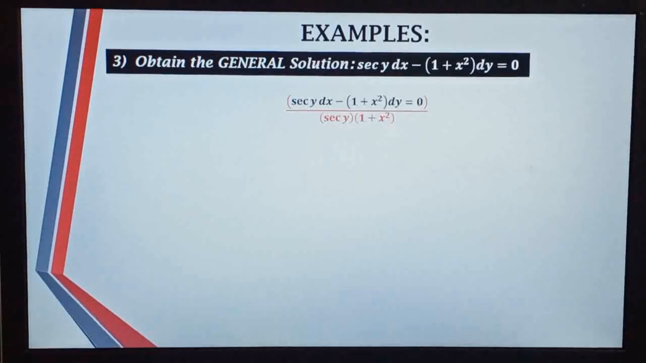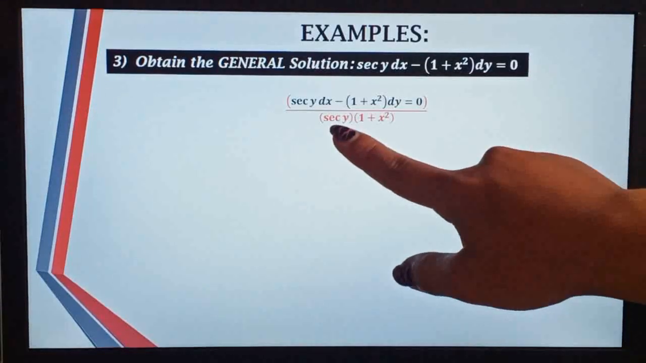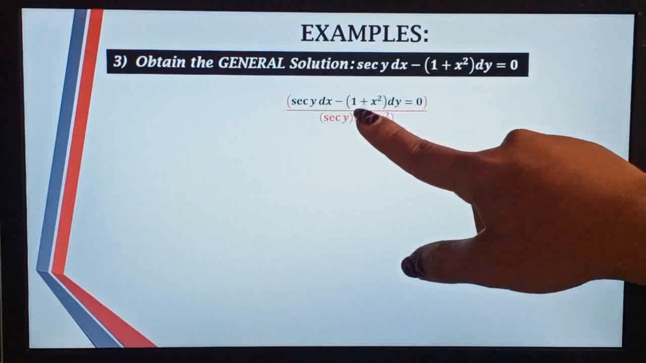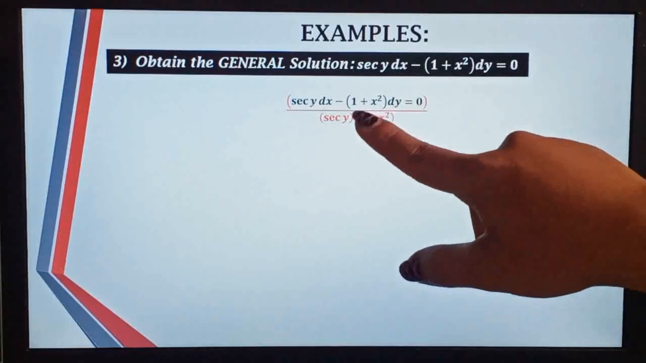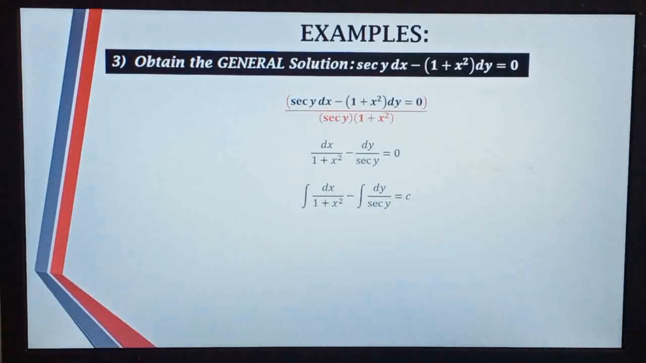Para magawa natin yun, we have to divide the equation by, tatanggalin natin si y dito kay dx, so we have to divide it by secant of y. Tapos tatanggalin natin yung quantity of 1 plus x squared kay dy, so kailangan kasama din sa denominator si 1 plus x squared. So pag dinivide natin yung whole equation by secant of y and 1 plus x squared, ang magiging equation na natin ngayon is dx over 1 plus x squared minus dy over secant of y equated to 0. Since separated na sila, pwede na tayong mag-integrate.